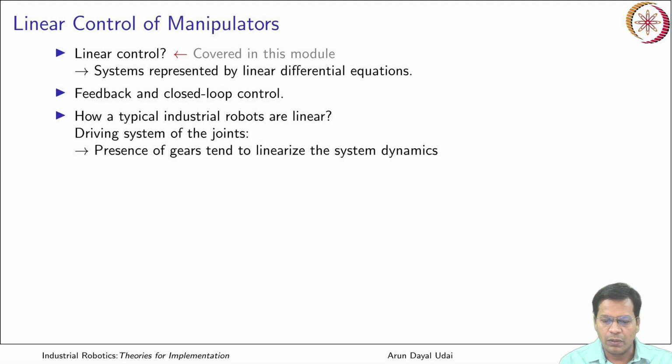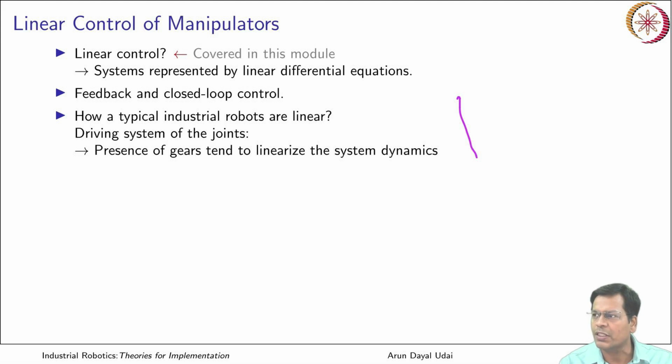So how are typical industrial robots linear, why can we be assured that our robot can be controlled by simplifying our system to a linear system? It can be handled by a controller which is a linear controller. So that is assured by a few things which are noted here one by one.